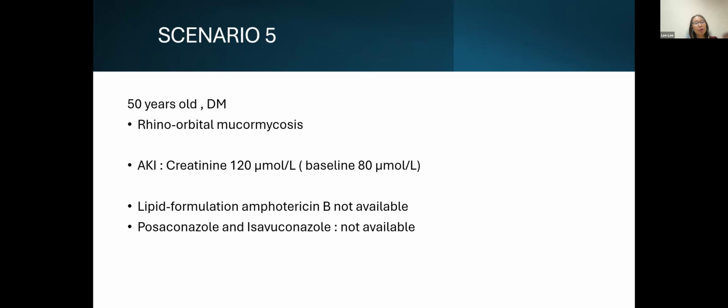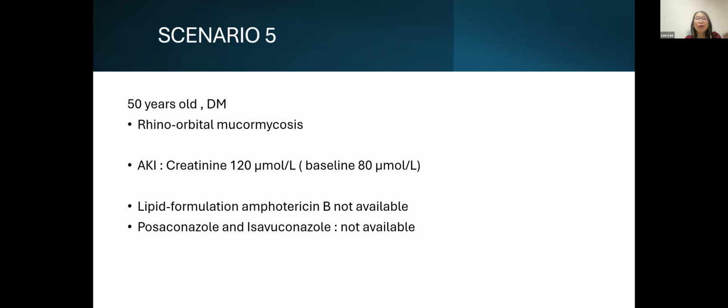In this patient at presentation, the patient has AKI with a creatinine of 120 micromole. So at that point in time, you do not have access to liposomal formulation amphotericin B. And again, you do not have access to posaconazole or isavuconazole, which are the other antifungal agents you can use to treat invasive mucormycosis.